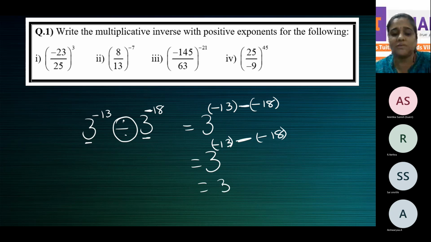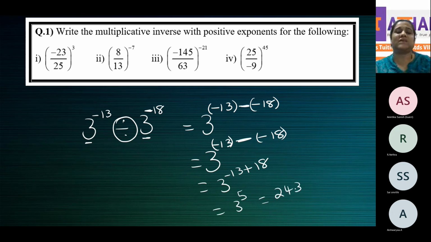So this is nothing but 3 to the power minus 13 minus into minus plus 18, which is 3 to the power 5, which is 243. 3 multiplied with itself 5 times is 243.